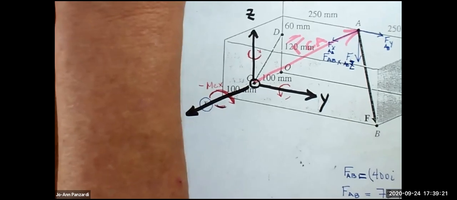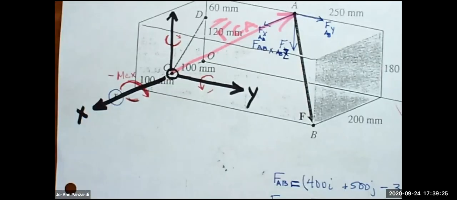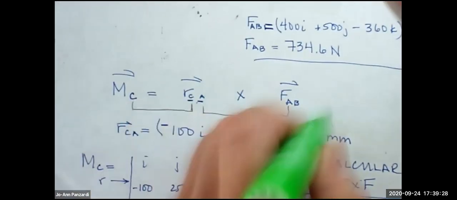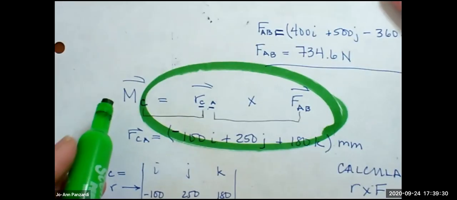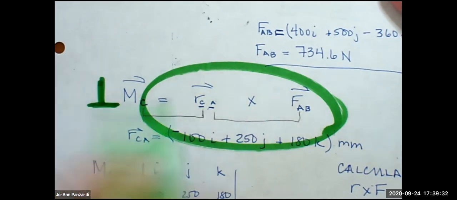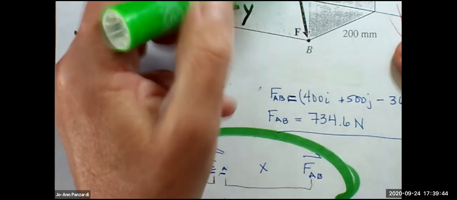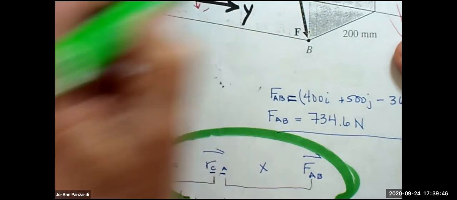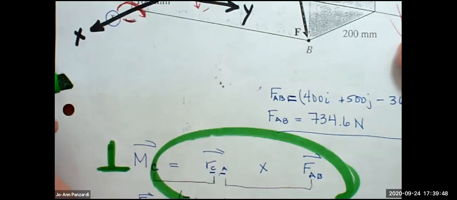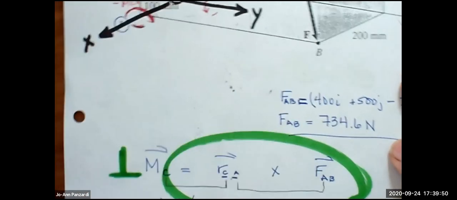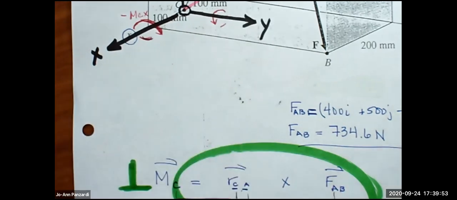What Matthew said. So Matthew said, and we know this already, whenever we do an R cross F, the vector we get is perpendicular to the 2 given vectors. So we have our force vector here, and we have our R vector here. So think about where is this thing?